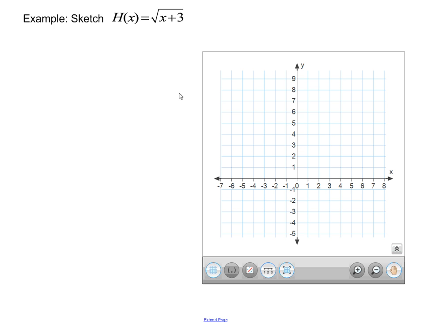Okay, so now let's talk about graphing a radical function where we don't have the basic graph. What do we do with that? Well, let's say we're asked to sketch the graph h of x, which is the square root of x plus 3. The process that I identified before was, number one, we need to find the domain. All right, so what is our domain in this expression?